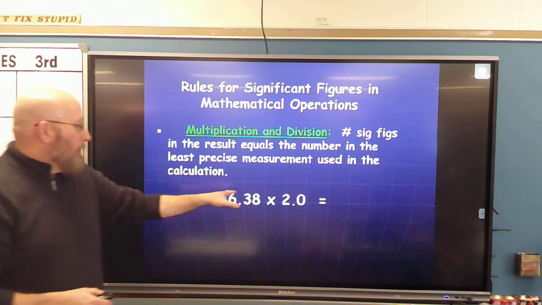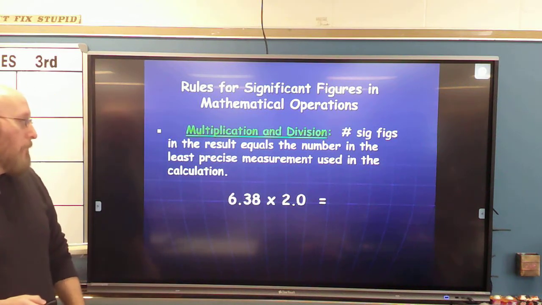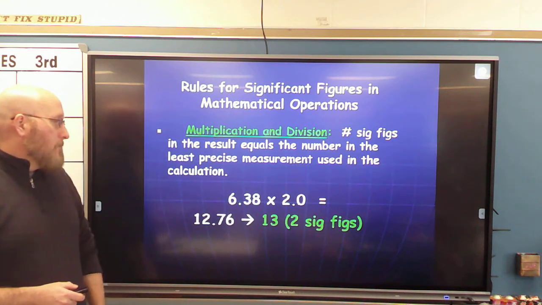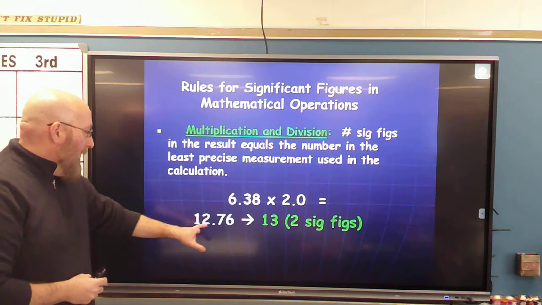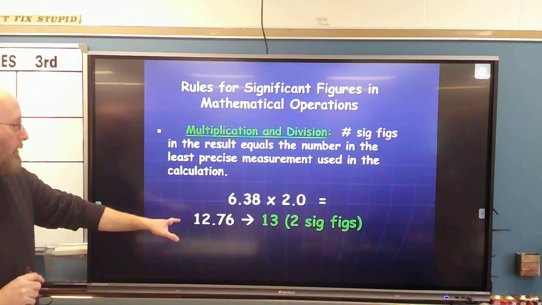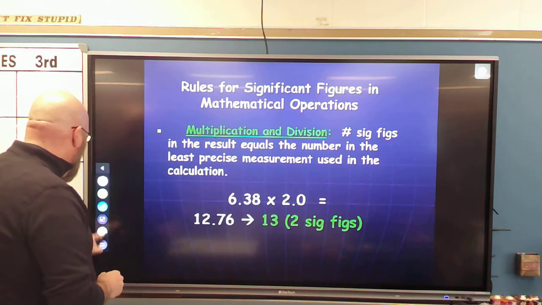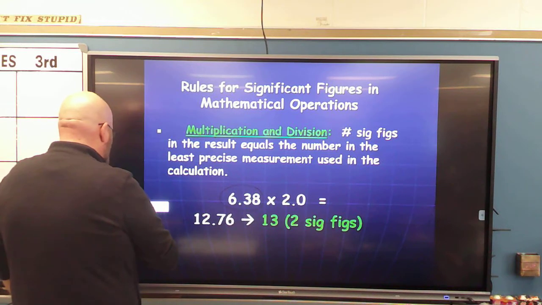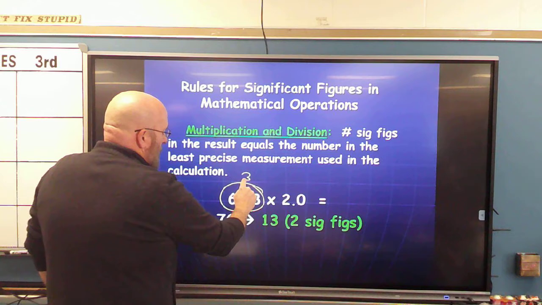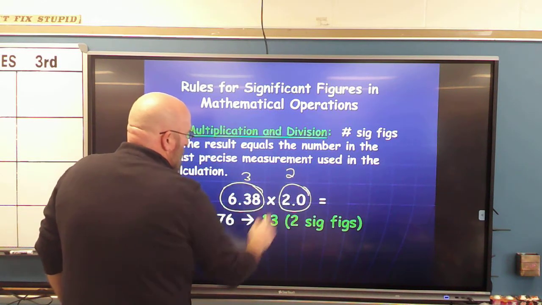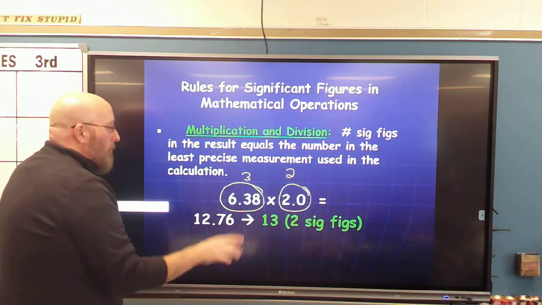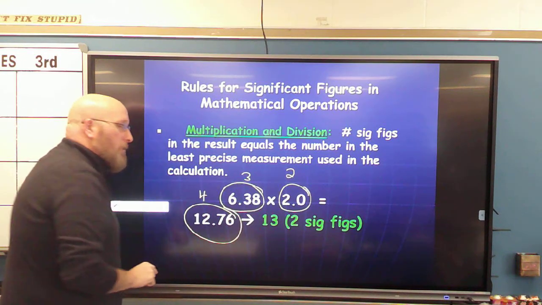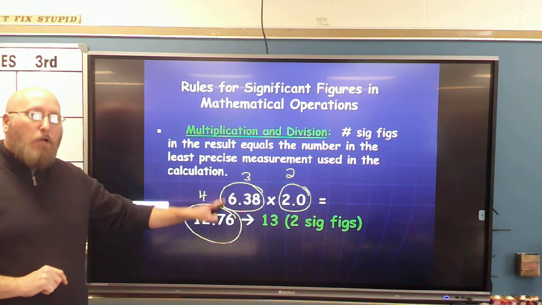For example, 6.38 times 2.0. All right, when you multiply those together, you should get 12.76. That's what the math says when you do it in the calculator or do it in your head. 12.76. But if you look right here, you've got 3 Sig Figs, and right here you have 2 significant figures. That 2 and that 0 count. These 3 do. So your answer has to have only 2 significant figures. 12.76 has 4 numbers, doesn't it? So we've got to get that down to just 2.